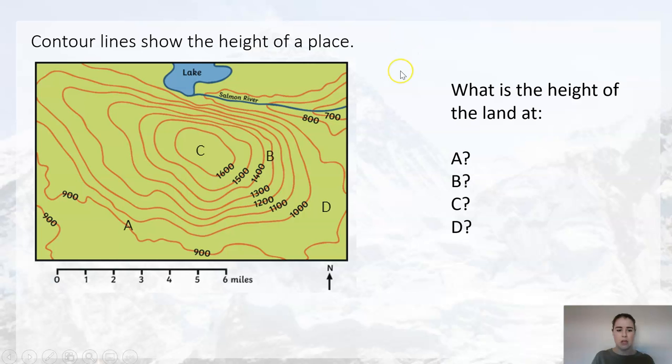So that part of the hill is going to be a lot steeper than climbing it from that part of the hill. My question to you is, what is the height of the land at the different points of A, B, C and D? Can you pause the video and see if you can jot down the answers?